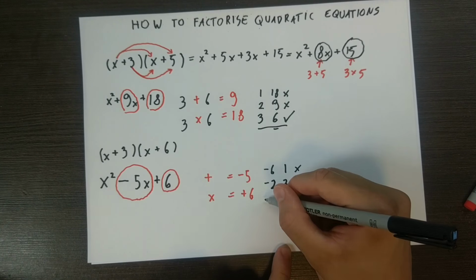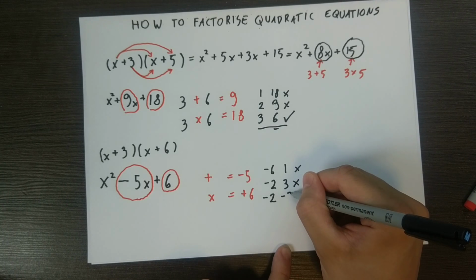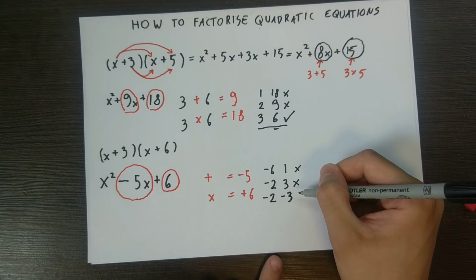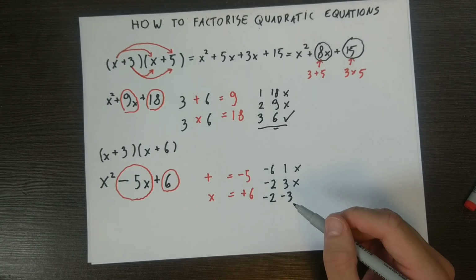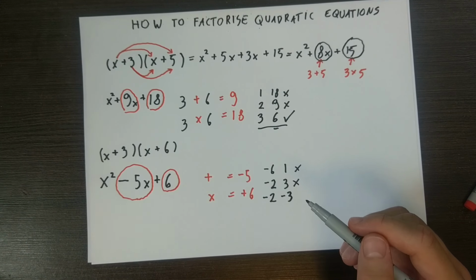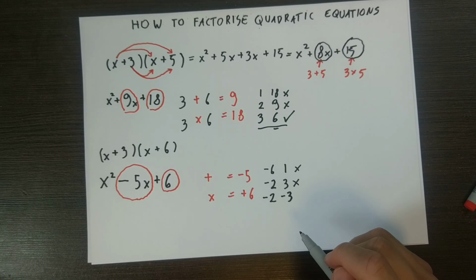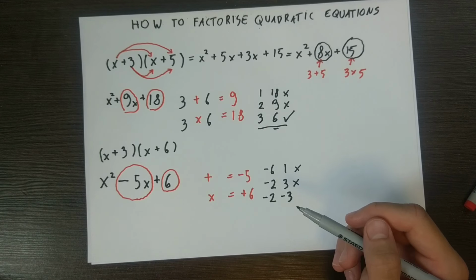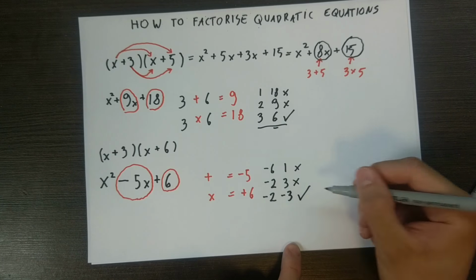What else could we try? We could try negative 2 and negative 3. So, if we do negative 2 times negative 3, we get positive 6. And if we do negative 2 plus negative 3, this will give us a negative 5. So this is the pair of numbers we are looking for.